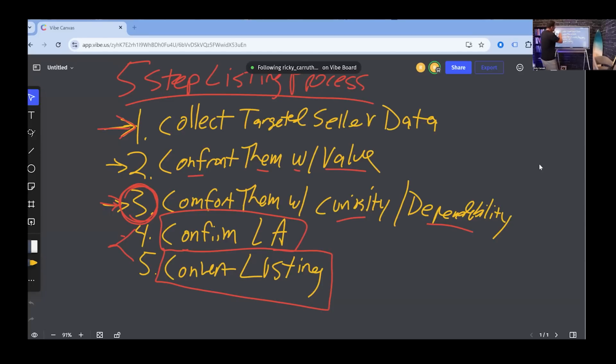So there it is. This is the five-step listing process that you can't get around. You can try to skip some of it, but when you skip this part, that's why a lot of you are having trouble at the listing appointment. You went right from confronting them with value, oh, they want to sell, great, let's confirm the appointment and convert the listing. You missed this part, so you didn't build a high level of trust with them.